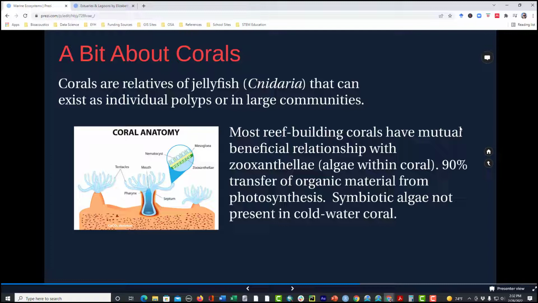The zooxanthellae benefit because of the fact that they have a structure to protect them, and they also have a space to adhere to. So 90% of the organic material from photosynthesis gets transferred to that coral polyp. It's kind of a really expensive rent, but it works for them.